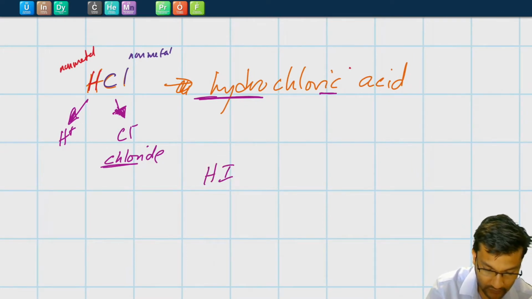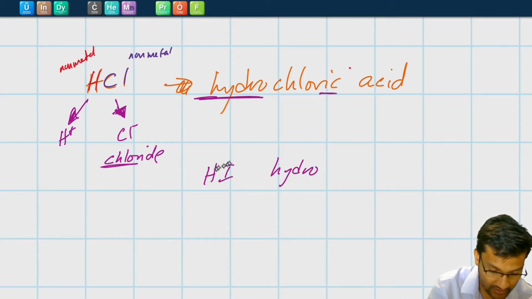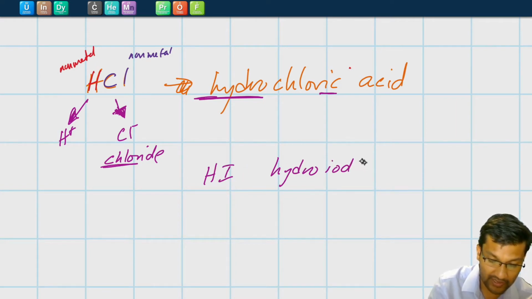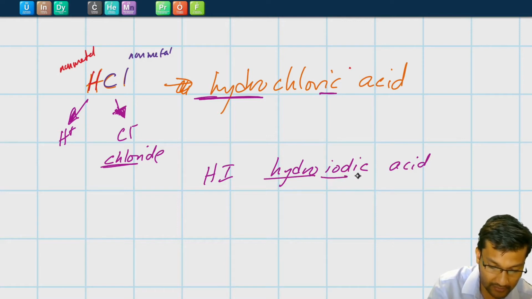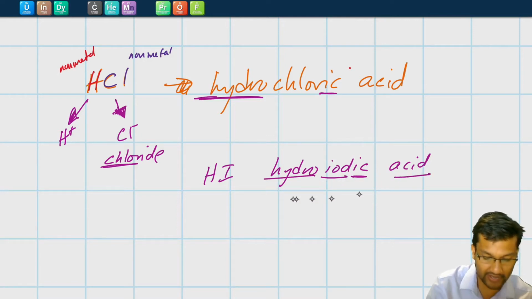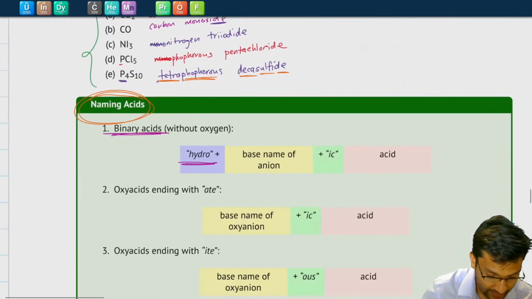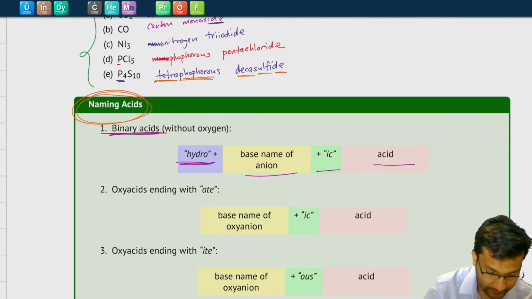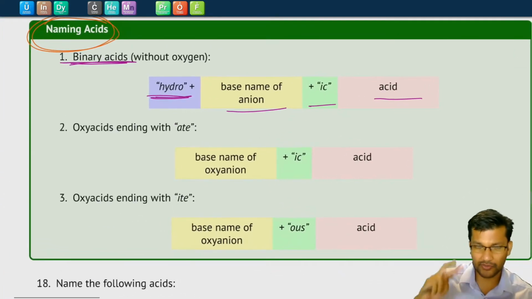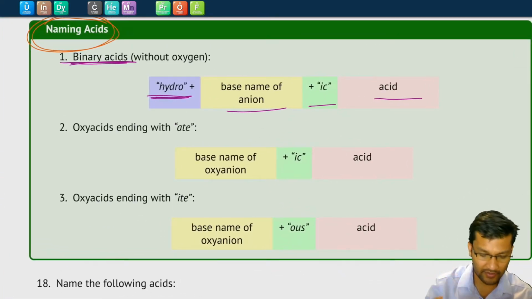If we had something like HI, this would be hydro. It's two elements, so it's hydro. This is iodine. The ion is iodide. The base name is iod. We end it with ic. Hydro, iodine's base name, ic, acid. Hydroiodic acid. That's it. That's the rule. We start with hydro, base name, ic, acid. All right, so those are for acids with two elements, none of them oxygen.